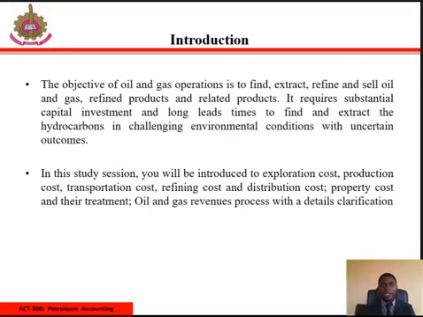The objective of oil and gas operation is to find, extract, refine, and sell oil and gas, refined products and related products. It requires substantial capital investment and long lead time to find and extract the hydrocarbon in challenging environmental conditions with uncertain outcome. In this study section, you will be introduced to exploration cost, production cost, transportation cost, refining cost and distribution cost, property cost and their treatment, and the oil and gas revenue process with a detailed classification.